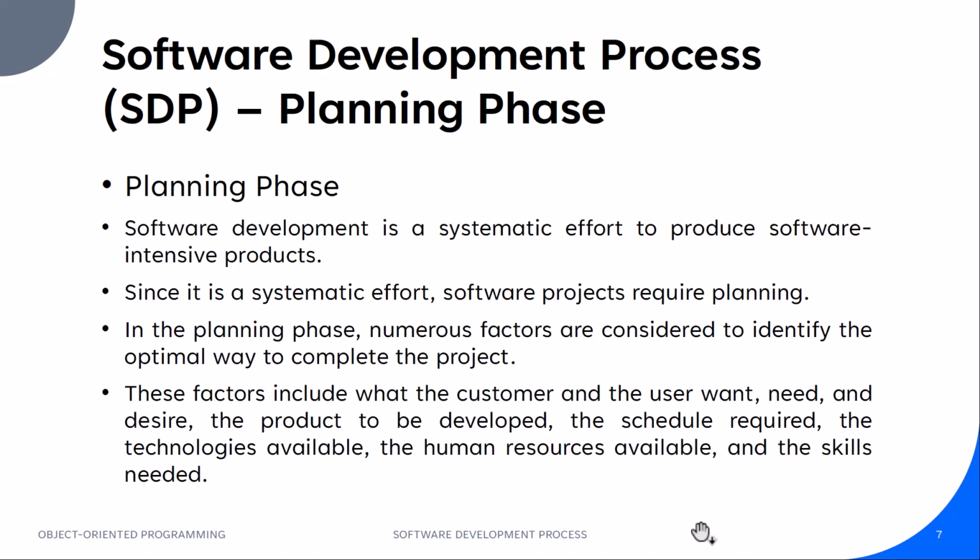So what are these factors? These factors include what the customer and the user want, need, and desire, the product to be developed, the schedule required, the technologies available, and the human resources available and the skills needed. As you can see, there are many factors that go into the planning phase. Based on these factors, we choose a suitable development model, and then we develop the software.